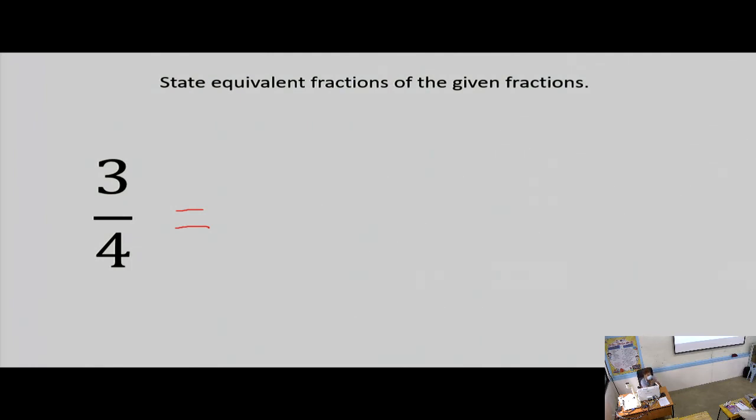Give me an equivalent of 3 over 4. This is 6 over 8. Okay, what else? 12 over 16. Very good. What else? Give me one more. 24 over 32.